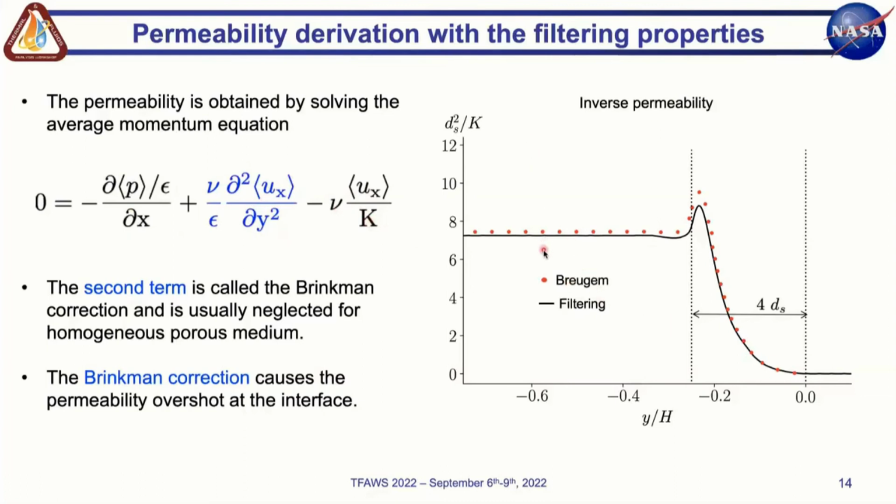And that's what I'm showing in this plot. You see that the permeability in the free fluid region is zero, and then it grows, has an overshoot, and then reaches an asymptotic value. And this overshoot comes from this term, the Brinkman term. So you can notice that if you want to derive effective properties at the interface, it's quite important.